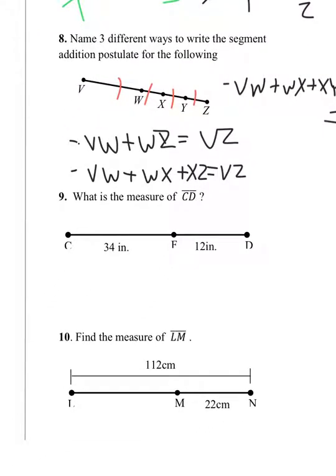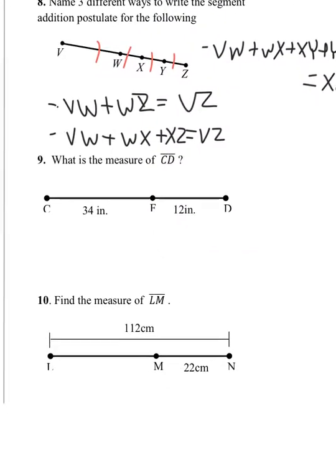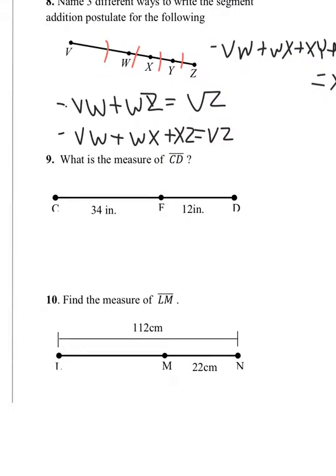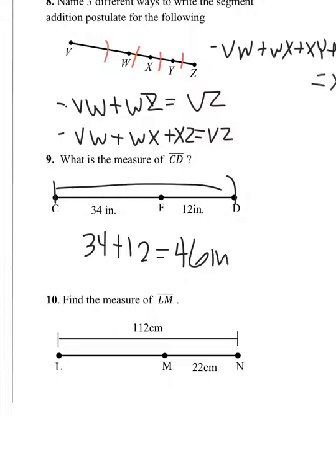And the last couple here. What is the measure of CD? Pretty simple. It's literally what we've all been doing here. C to E is 34 inches, F to D is 12 inches, CD is this whole thing. So 34 plus 12 equals 46.